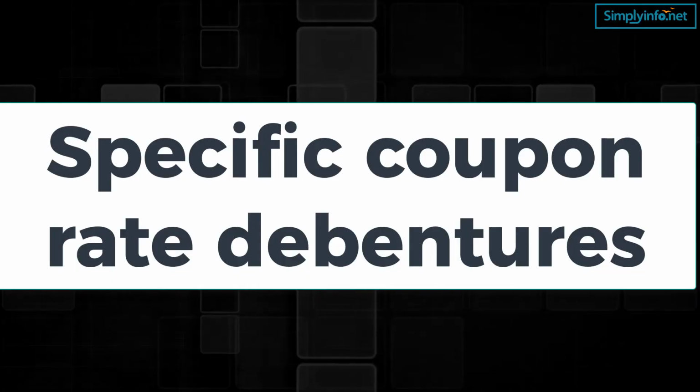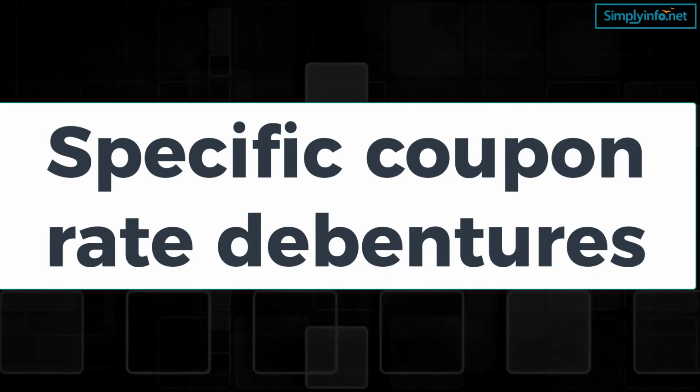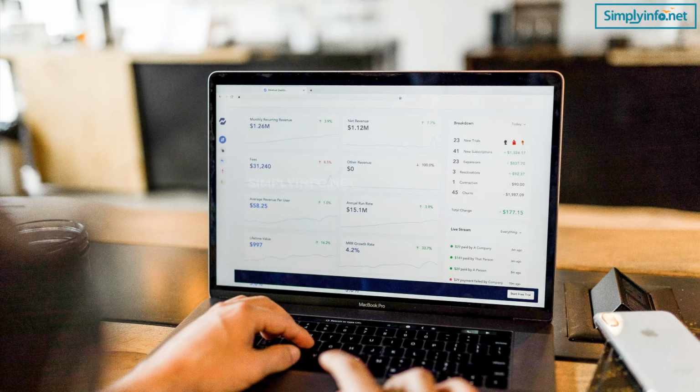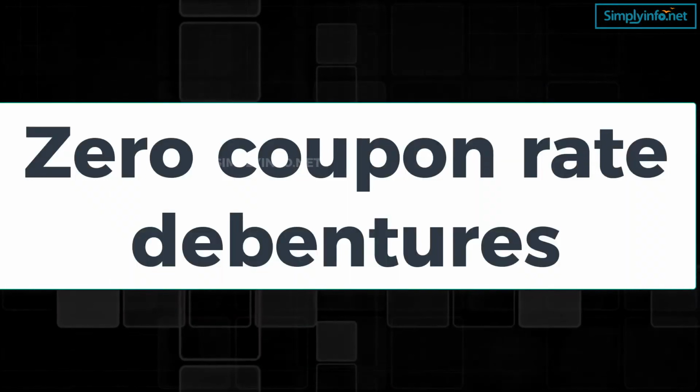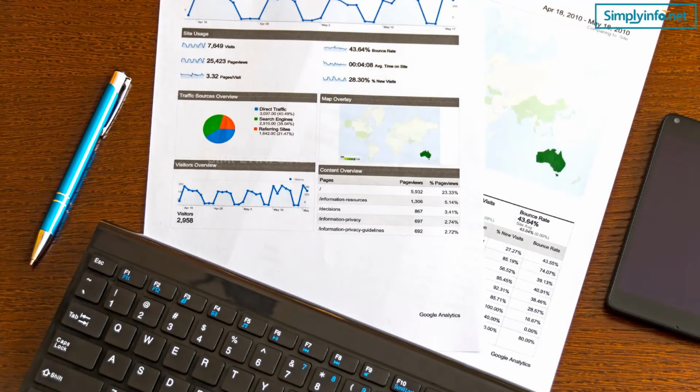Number 9, specific coupon rate debentures. These debentures are issued with a specific rate of interest, which is called the coupon rate. This rate can be fixed or floating. Number 10, zero coupon rate debentures. These debentures don't carry a specific rate of interest. In such cases, in order to compensate the investors, such debentures are issued at a substantial discount.